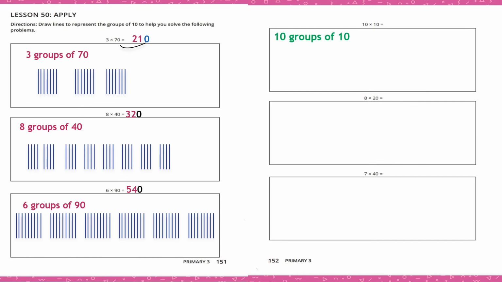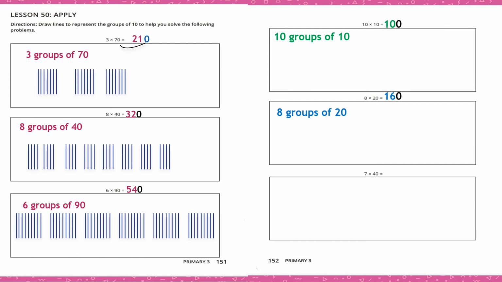Here we have 10 times 10. It means 10 groups of 10. I will take 0 out. I have 2 zeros here. So 0 in ones and 0 in tens, and 1 times 1 equals 1. The total is 100. Here 8 times 20. I can say 8 groups of 20s, but I can take the 0 from 20 outside in the ones. And 2 times 8, 16. So the total will be 160.